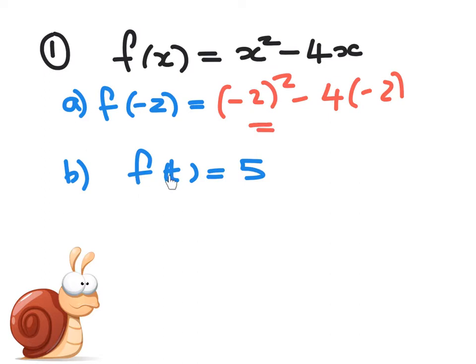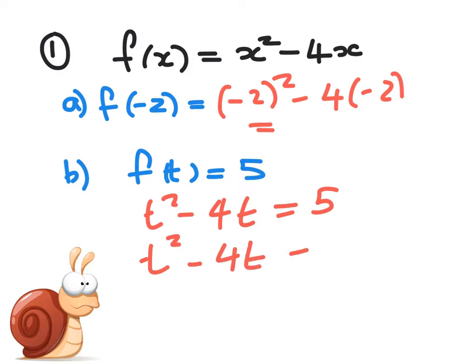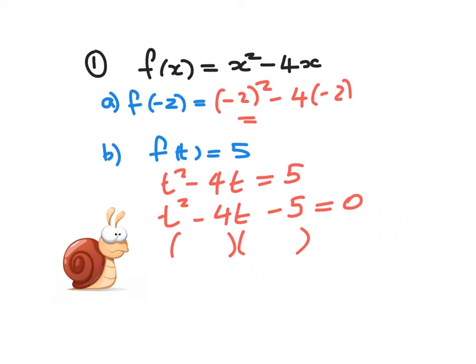Second part of the question, this time we've got the formula equals 5. So we take the formula part, which is x squared minus 4x, but please note it's t, so let's not use x's. So it's t squared minus 4t is to equal 5. How do we go about solving that? Well, we bring the 5 over as -5 and put it equal to 0, and then we factorise this into a couple of brackets, and then that's going to give us t equals and t equals.